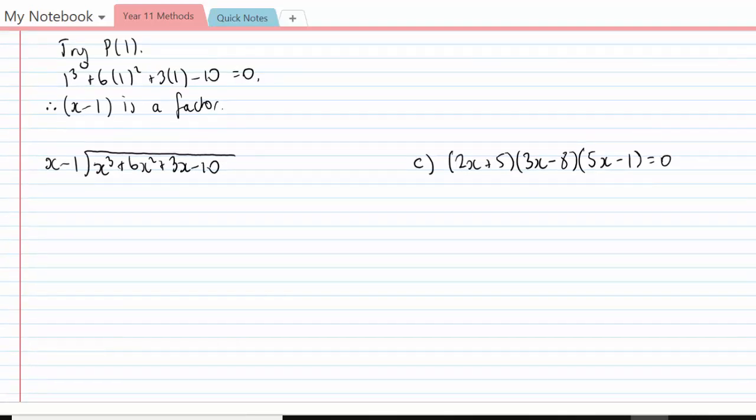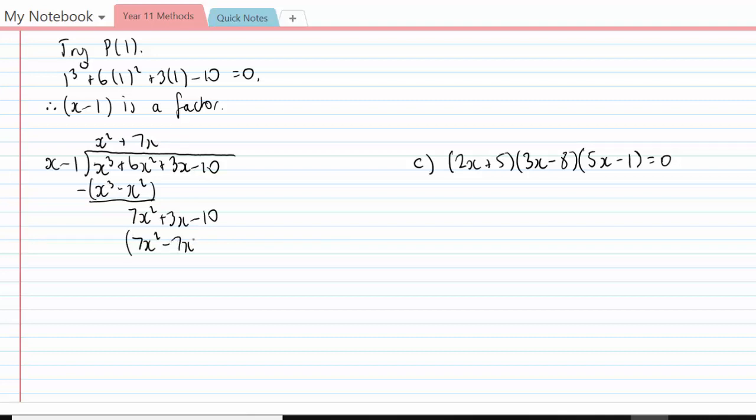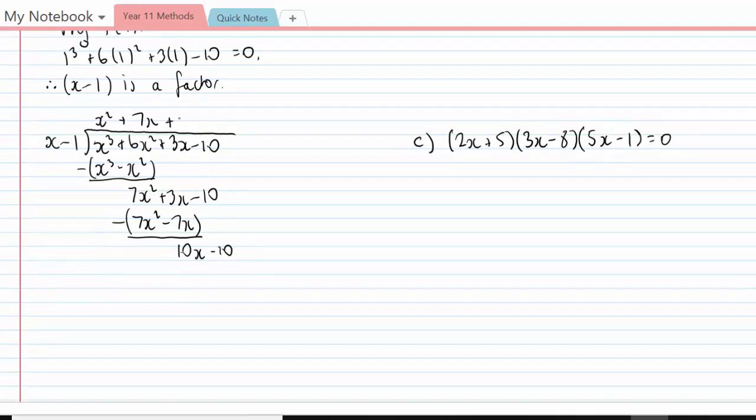And that means we're going to get an x squared here, which gives us x cubed minus x squared. Take that away, leaves us with 7x squared plus 3x minus 10. So I need to have a plus 7x there, which gives us 7x squared minus 7x. Take that away, leaves us with 10x minus 10. And then we'll have a plus 10 up here, which leaves us 10x minus 10, which gets taken away, leaving a result of 0.